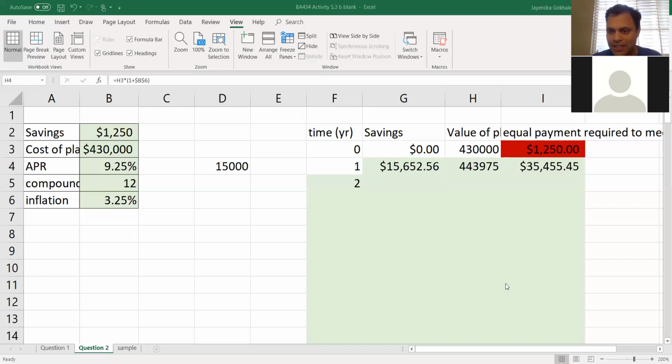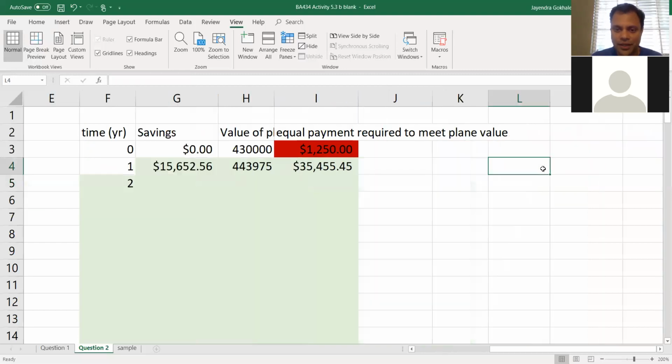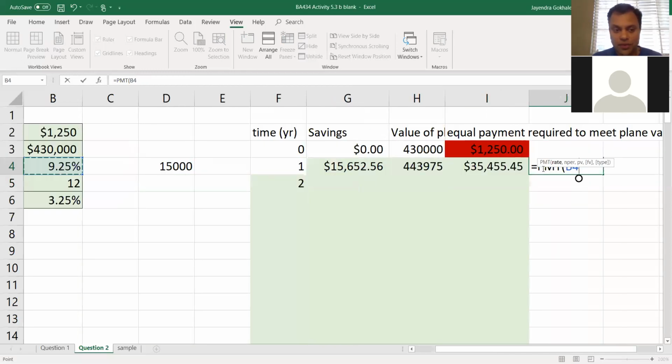Perfect. Now, last one is equal payment. The question essentially says, what is the payment you should add up within that time period to be able to buy the plane within that year? So here's what we did. And I'll demonstrate to you what I did here in this cell, okay? So equals PMT, the payment. The rate at which I'm saving the money is 9.25%, divided by 12.